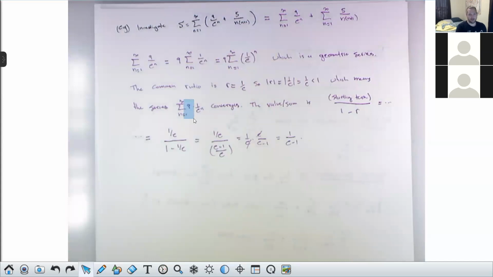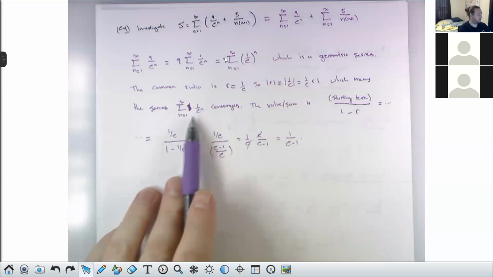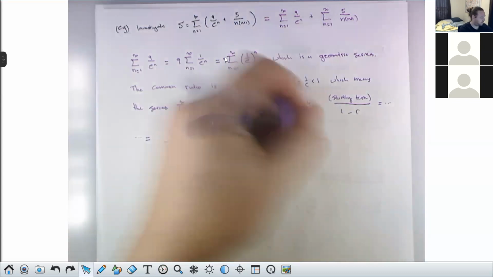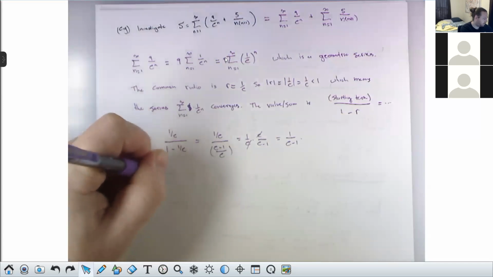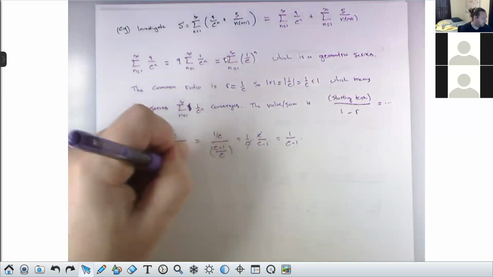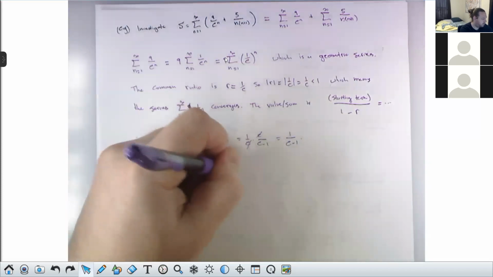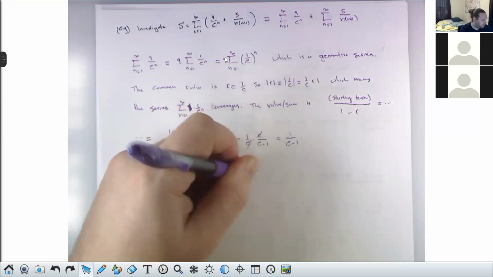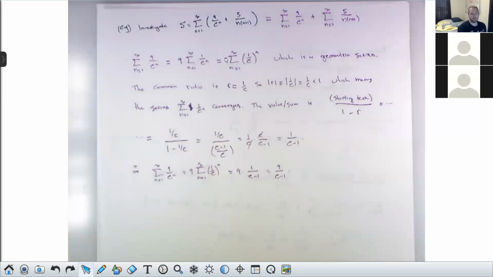Now we also had this 9 here, right? And I popped the 9 out. Let me go ahead and say it like this, because this is the piece that we're saying converges. Therefore, sigma 9 over e to the n, sum from 1 to infinity, is 9 times sigma n from 1 to infinity, 1 over e all to the n, which is 9 times 1 over e minus 1, which is 9 over e minus 1. So that's the first part dealt with.